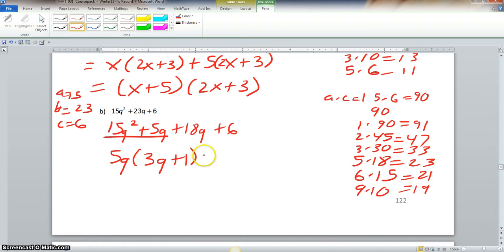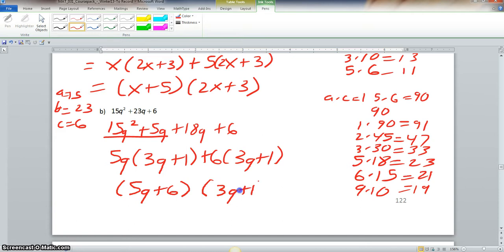We factor the second two terms. We can factor out a 6, and we'll be left with 3q plus 1. Now, in one parenthesis, we'll have 5q plus 6. In the other parenthesis, we'll have 3q plus 1. And we're done.